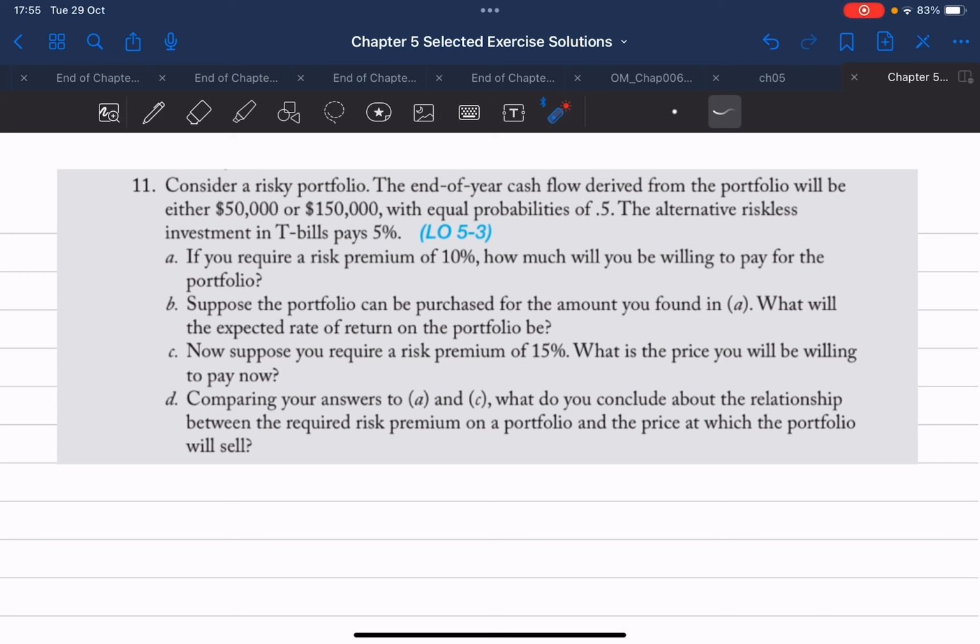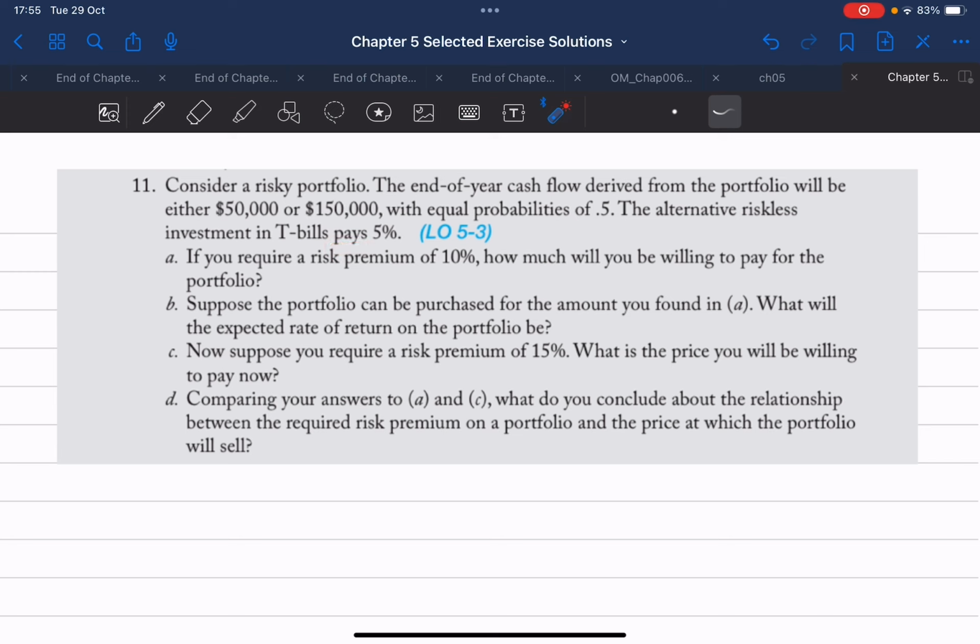In this particular video, we're going to focus on exercise number 11, which says, consider a risky portfolio. The end of year cash flow derived from the portfolio will be either 50,000 or 150,000 with equal probabilities. So that means each scenario has a 50% chance of occurring, okay? The alternative riskless investment in treasury bills pays 5%.